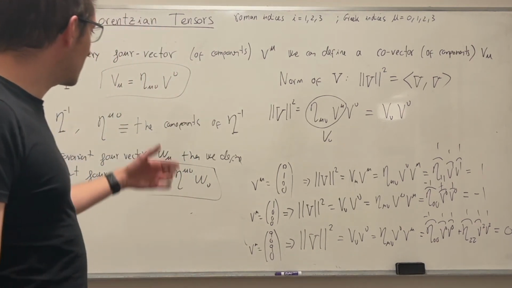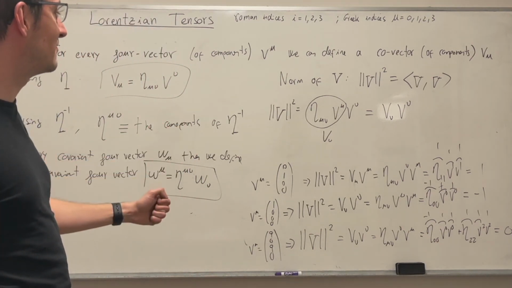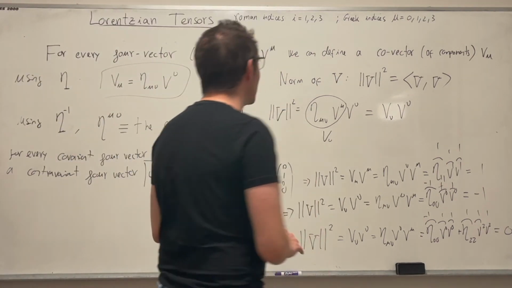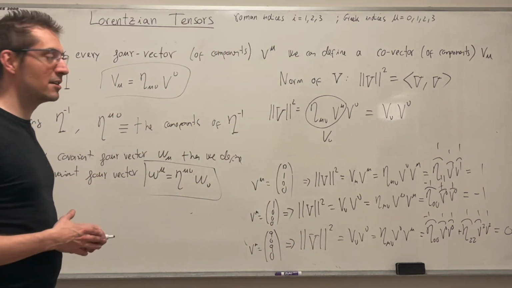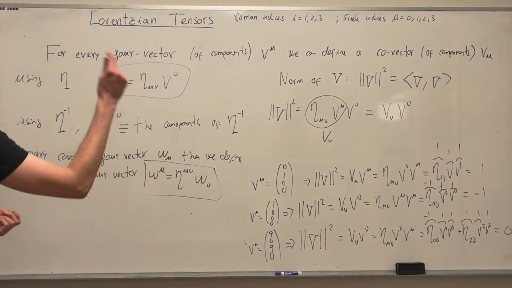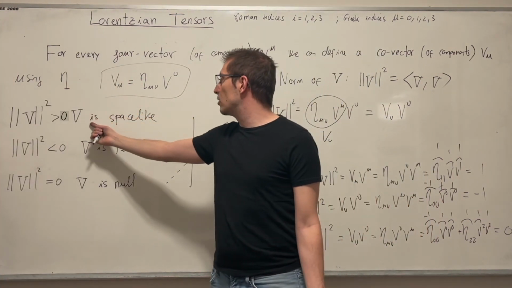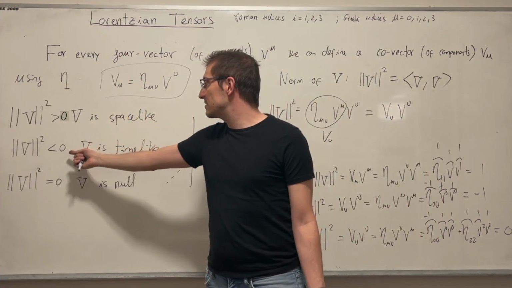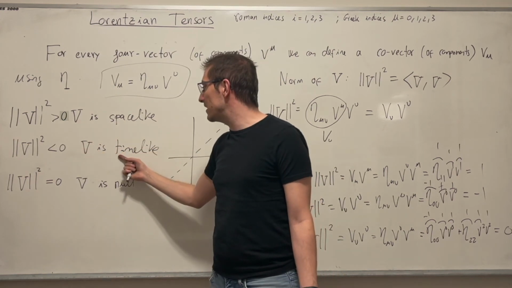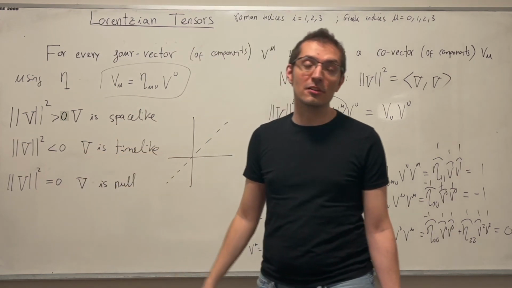So these vectors I can classify into three kinds of vectors depending on the signature of their norm squared. Like this: if the norm square is positive, we call the vector space-like. If the norm square is negative, we call it time-like. And if the norm is 0, we call it null vectors.